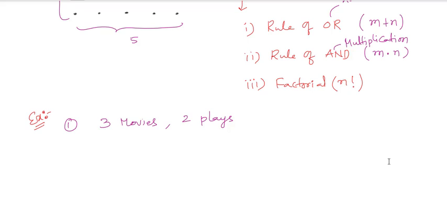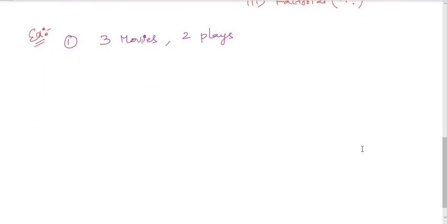So here, in the first case, after finishing your online classes, you have free time. In that free time you can utilize either these 3 movies or these 2 plays. If you observe, the 3 movies I can take as m1 m2 m3. Then 2 plays are there, play 1 and play 2, am I right or not? So here we have 3 movies and 2 plays.